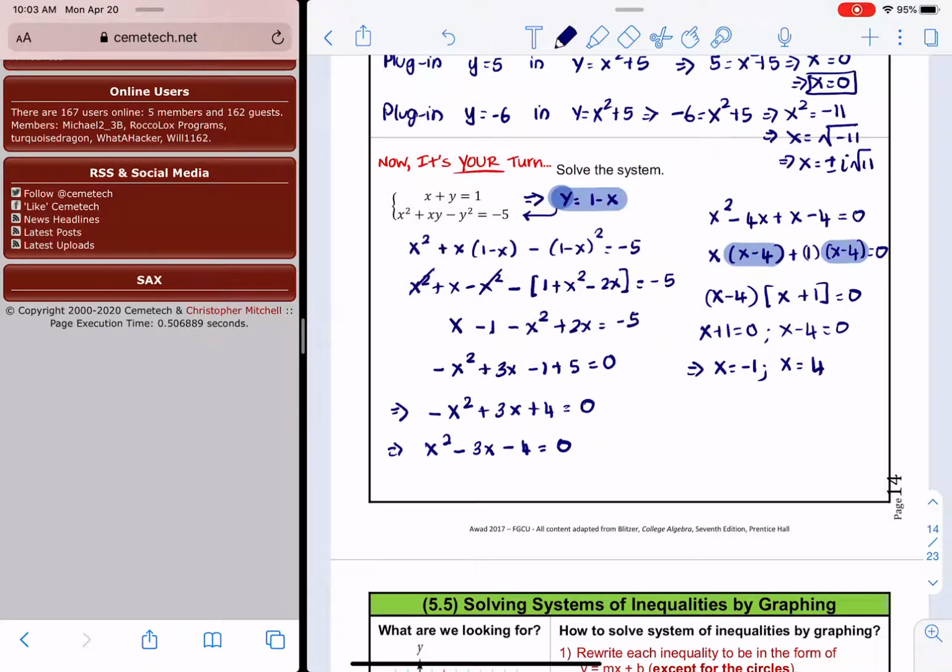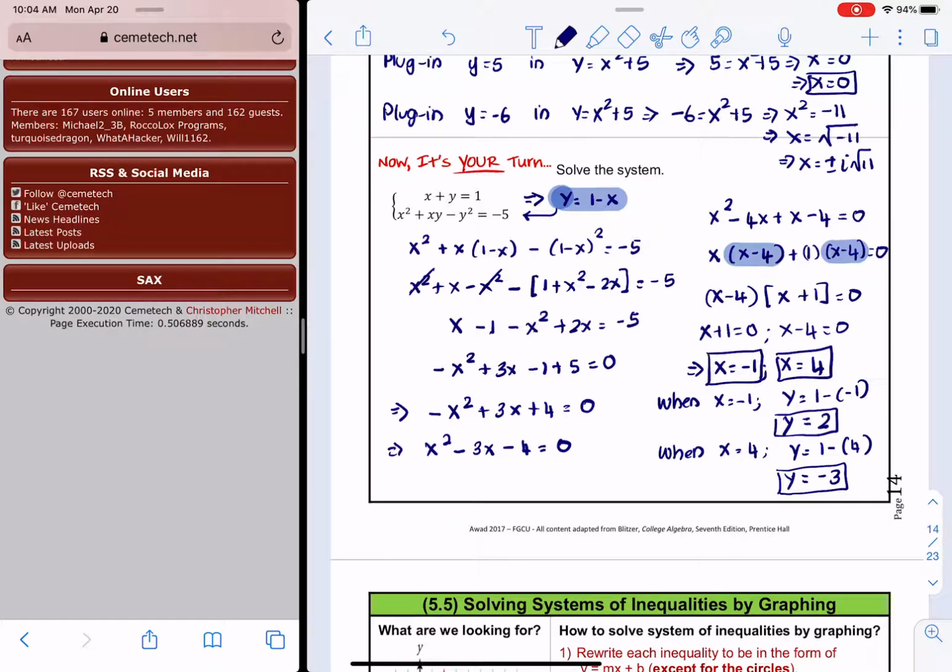So when x is negative 1, y would equal 1 minus negative 1, and 1 plus 1 is 2. When x is equal to positive 4, y would equal 1 minus 4. 1 minus 4 is negative 3. Therefore, the solutions are y equals negative 3, y equals 2, x is equal to 4, and x is equal to negative 1.